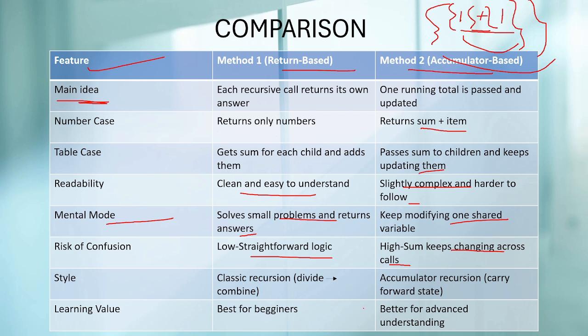So this is classic recursion. Here, divide and then combine. But in the second version, it's accumulator, forward state. For learning value, the first one was best for beginners, the second one is better for advanced understanding.